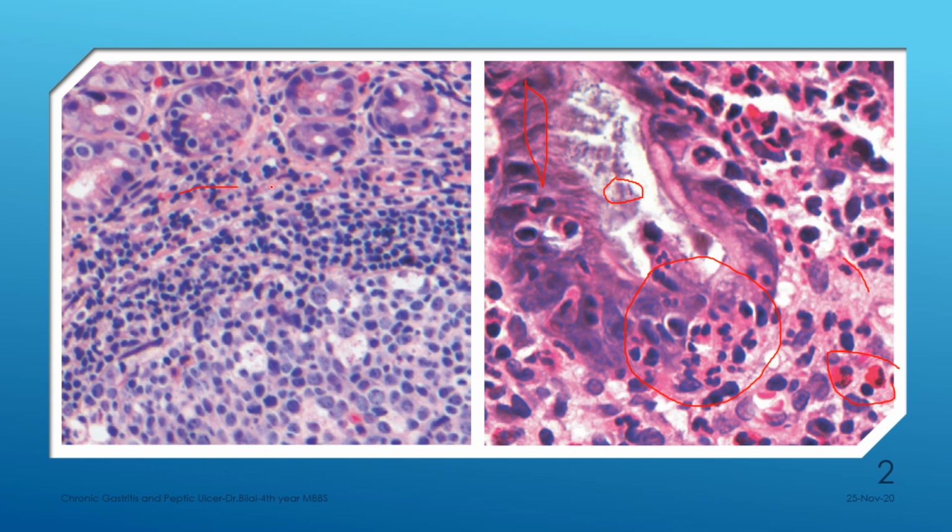These are all lymphocytes. This is a lymphoid follicle. This area represents the prominent germinal center. These are also lymphocytes. So this is part of a lymphoid follicle with the prominent germinal center, and lymphoid follicles are also a prominent feature of chronic gastritis.